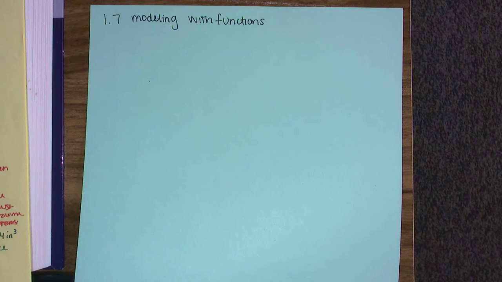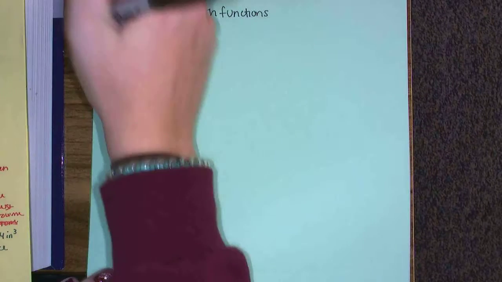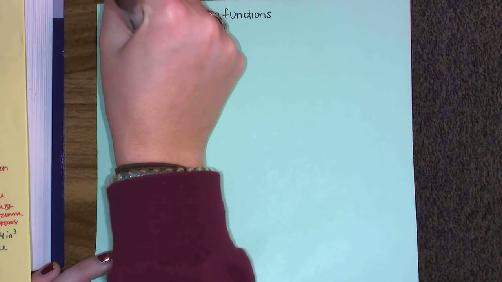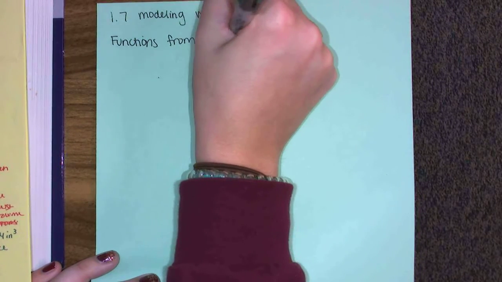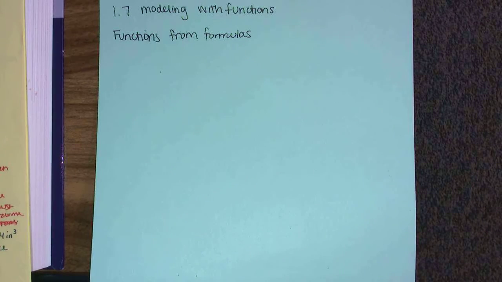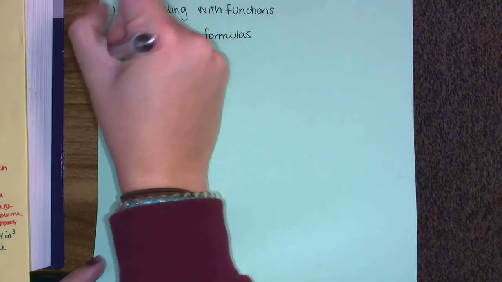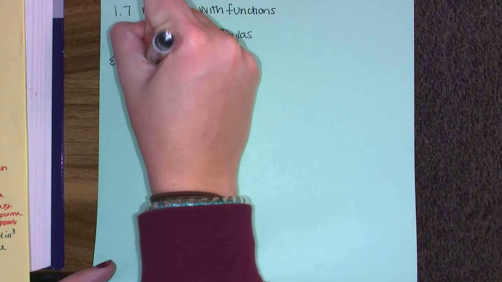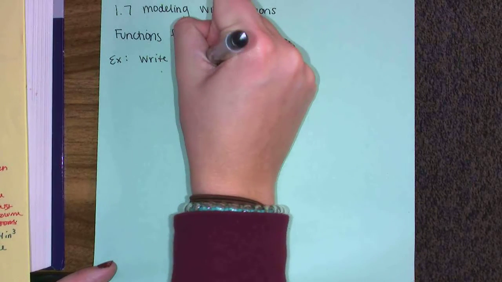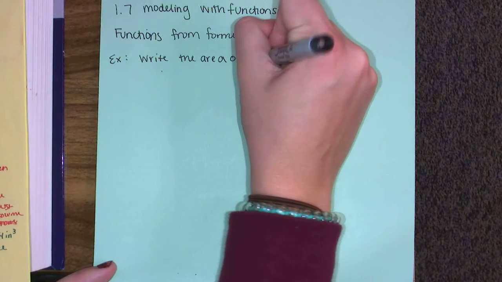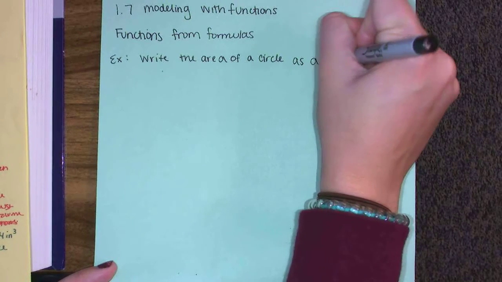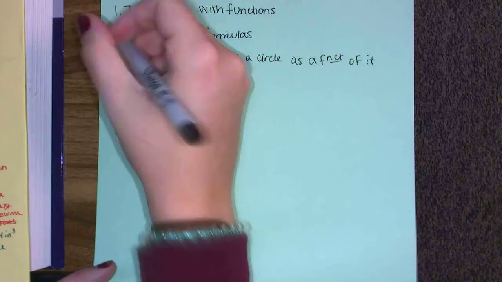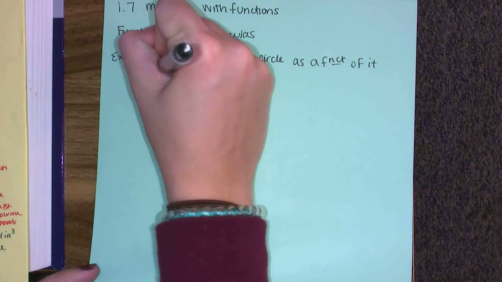All right. Functions from formulas. There's not really a lot of notes here, so I'm just going to do some examples. Write the area of a circle as a function of its, first one we'll do is radius r.